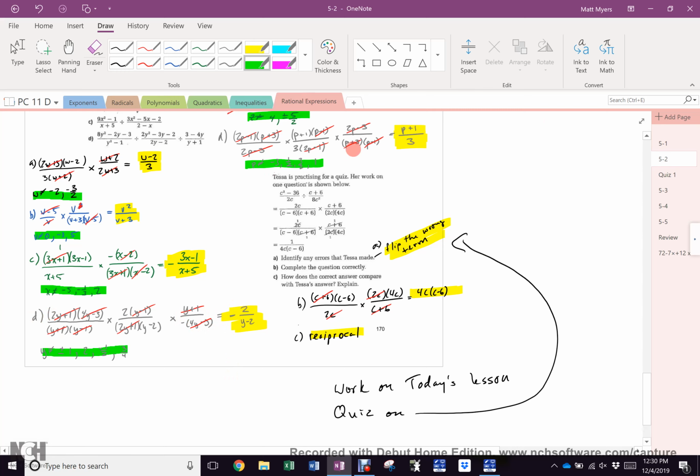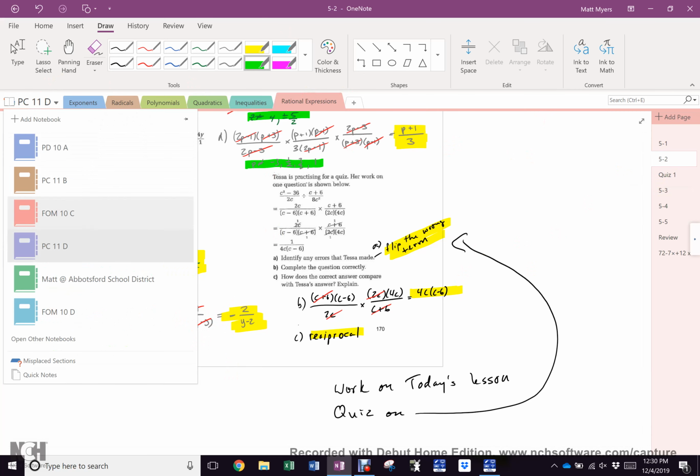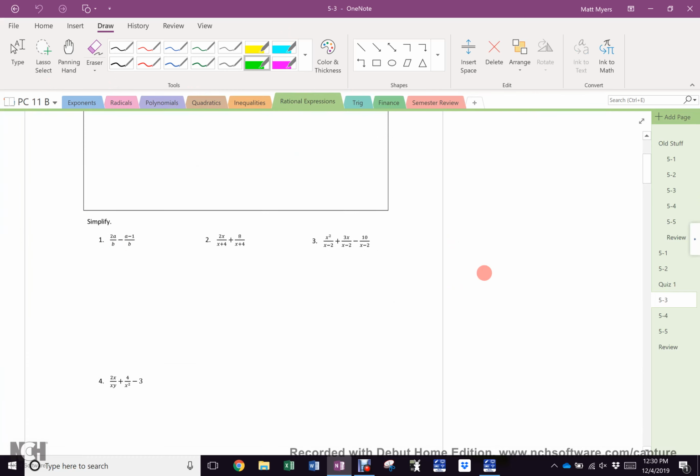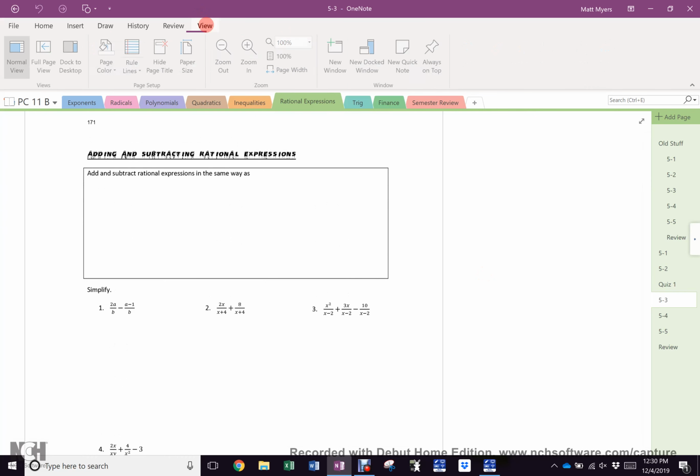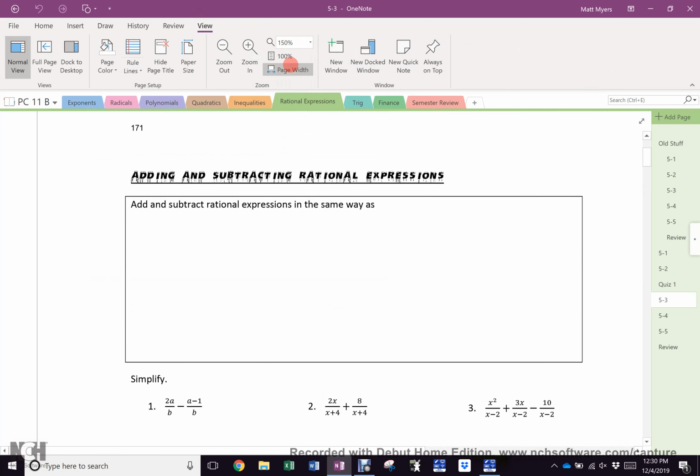All righty then. Please turn to page. Okay.